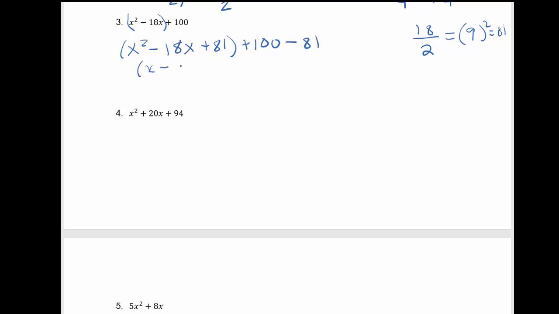In this problem, x squared minus 18x, I do not have a number that I need to get away from my x squared. So I'm going to look at my middle term, I'm going to half it, and then I'm going to square that number. So I have x squared minus 18x plus 81 plus 100. And if I add 81 here, I need to subtract 81 here. So factoring this, that's x minus 9 quantity squared, and 100 minus 81 is positive 19.